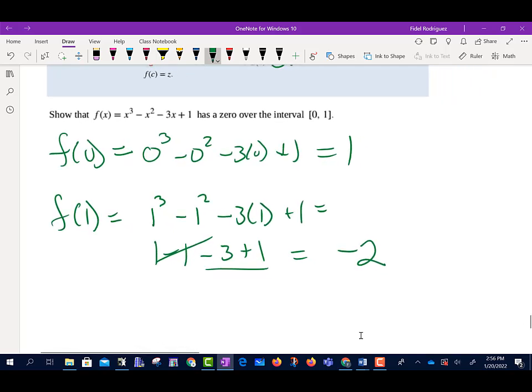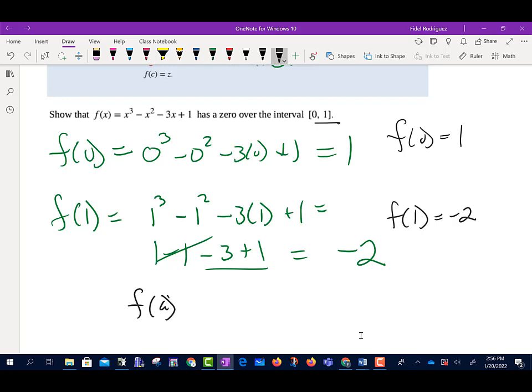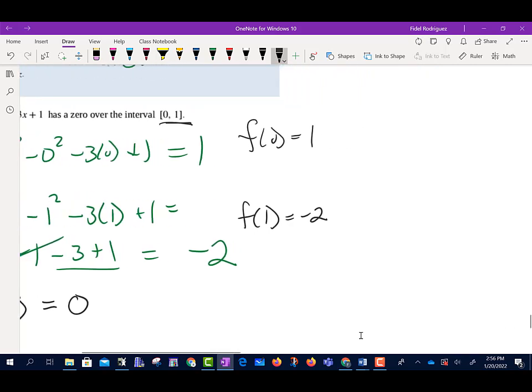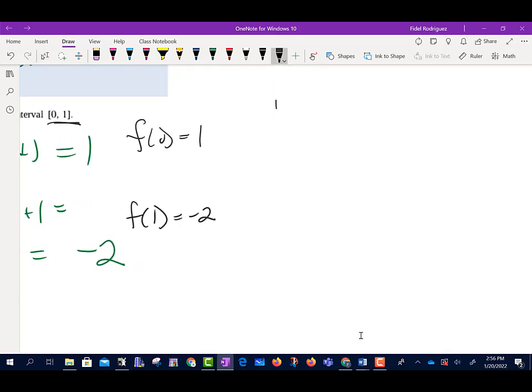Okay, so what we know is that f of 0 is equal to 1 and f of 1 is equal to negative 2. So that means that somewhere between 0 and 1, if we pick a number a that's between 0 and 1, it's going to be equal to 0. Okay? So let me kind of show you roughly what I'm talking about. So I'm going to draw a very rough sketch of my graph.